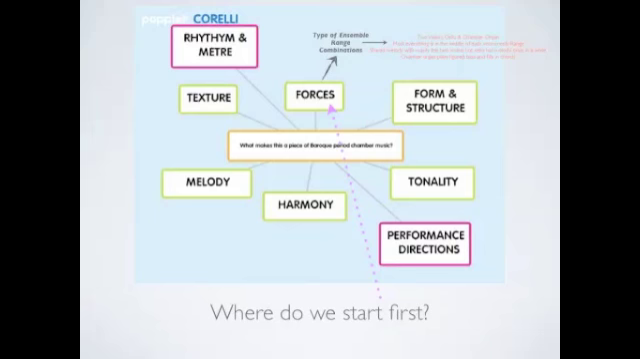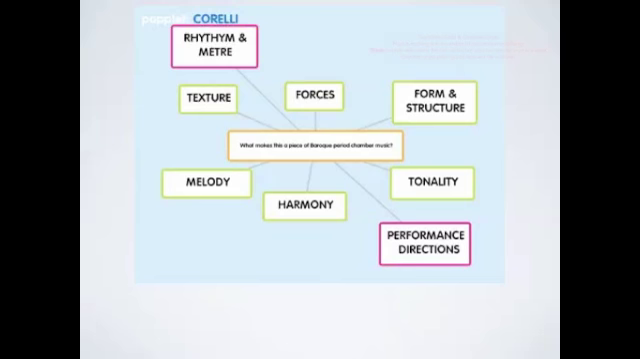So we start first with forces, and we figure out what sort of ensemble, range, and combinations of instruments are being used, and once we figure those out, that gives us some stylistic features of the forces used in the Baroque period. Where do we go next? Well, quite simply, go around the clock here to form and structure. Form and structure is really super important because different time periods favor different forms and structure.